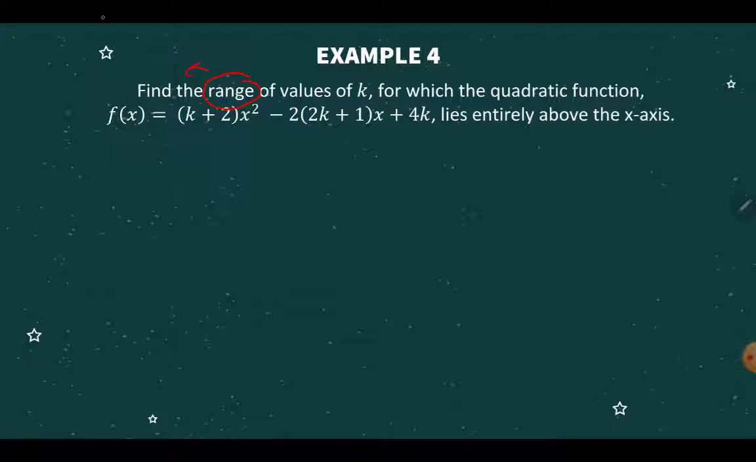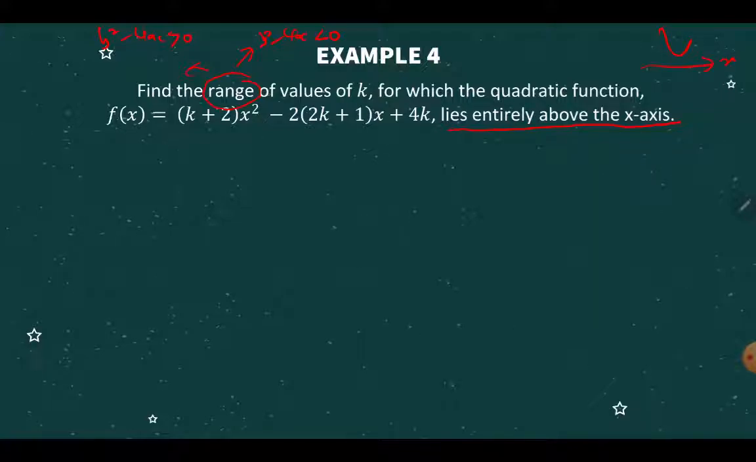So whether b squared minus 4ac greater than 0 or b squared minus 4ac less than 0. Find the range of values of k for which the quadratic function f(x) equals (k plus 2)x squared minus 2(2k plus 1)x plus 4k lies entirely above the x-axis. Okay, so if we sketch the graph, it will be like this.